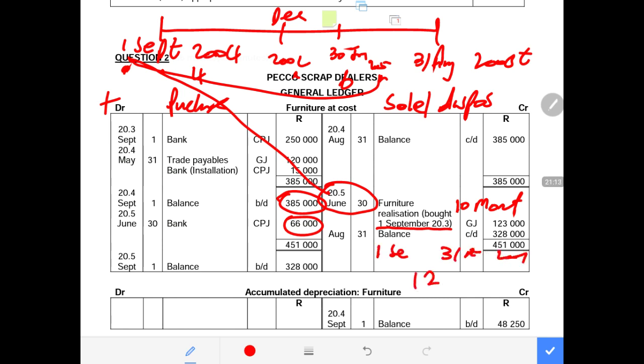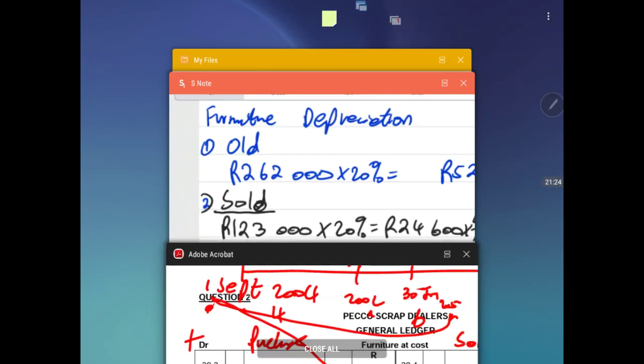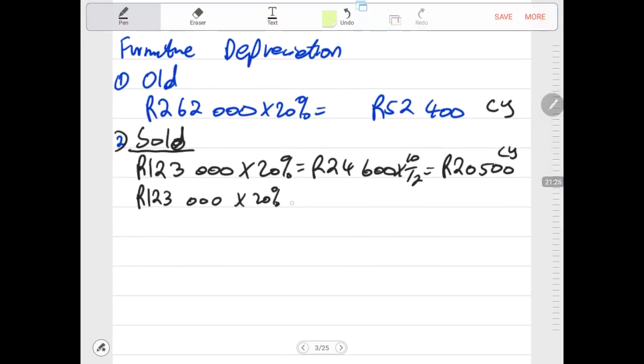This is a period of 12 months, meaning it was bought at the beginning of last year. So it was in the business last year for the full 12 months, up until the current year, which is 10 months. That means the full last year it was in the business. So we can just multiply by 20%, which gave us 24,600 rands.